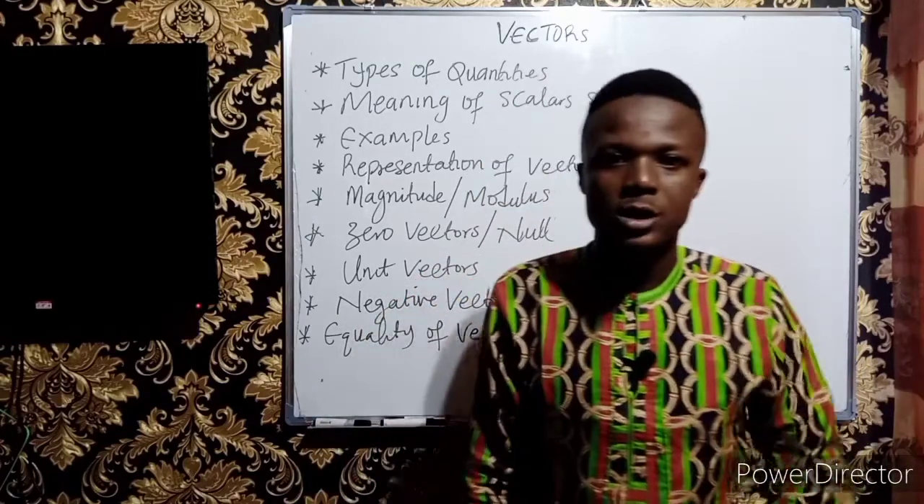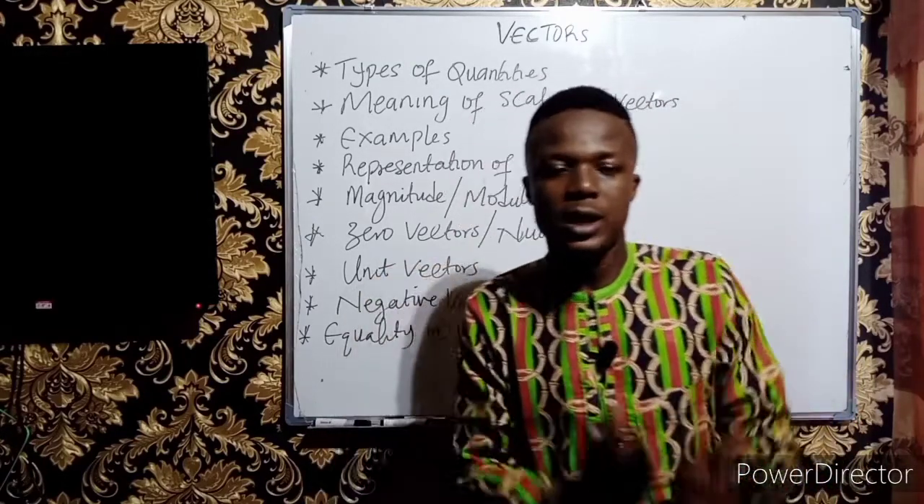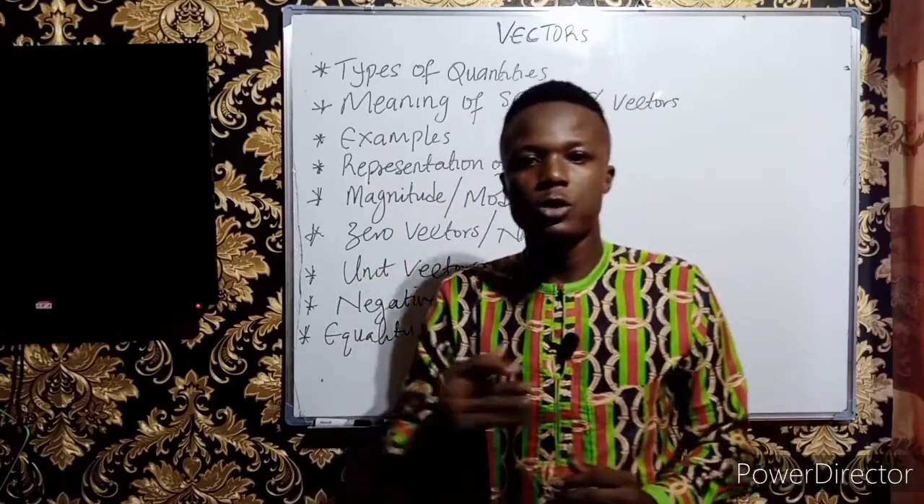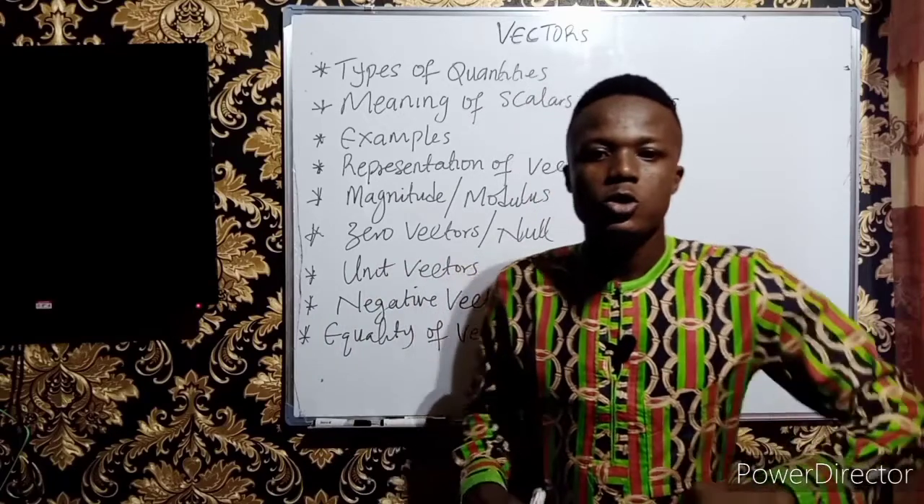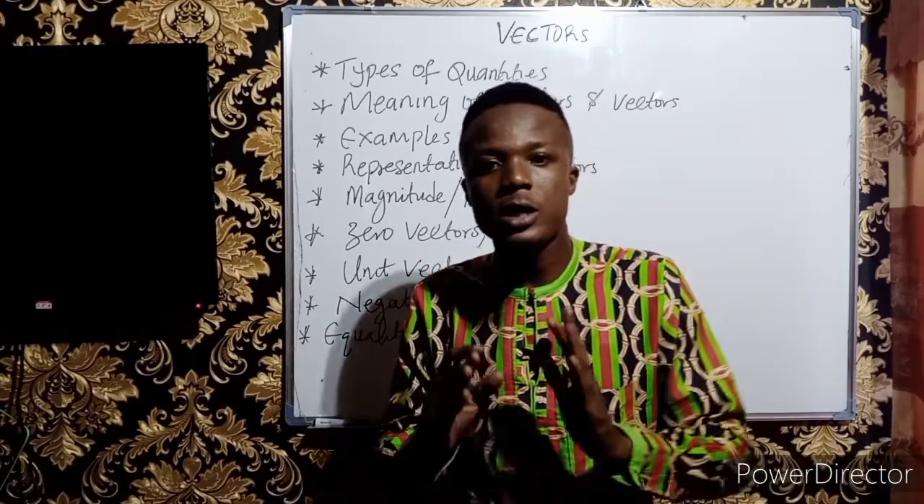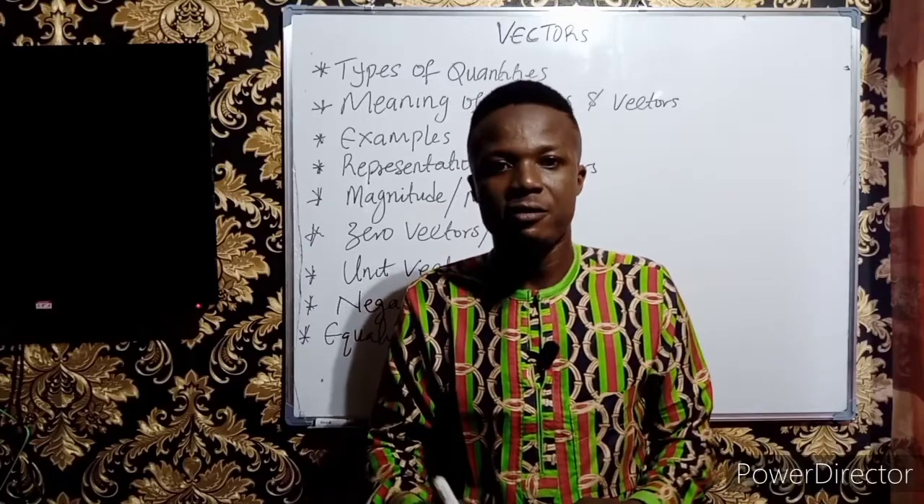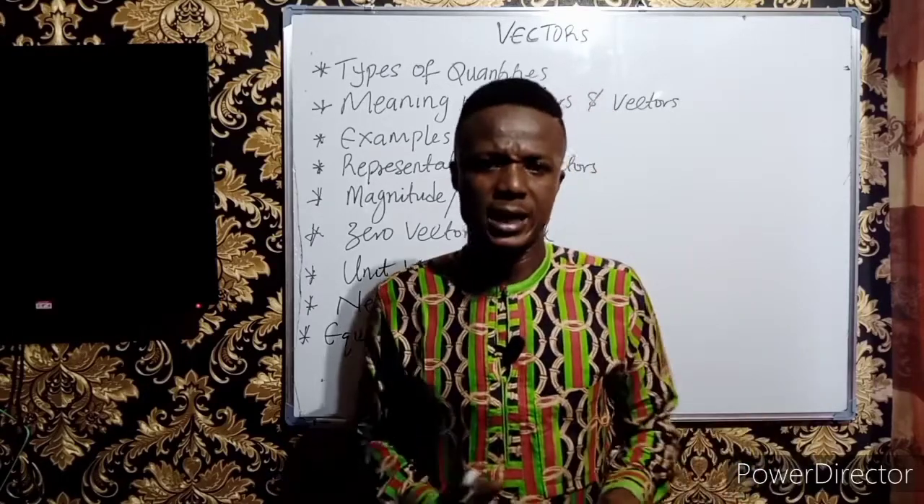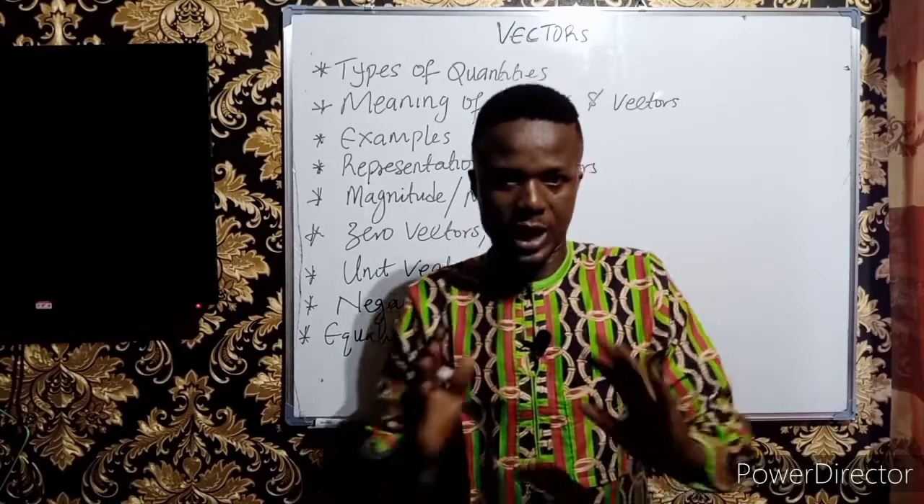All right, so when you talk about these types of quantities, it can be scalar or it can be vector. When a quantity is a scalar, it means it has just magnitude but no direction. So for you to say that a quantity is a scalar, it means the quantity has only a magnitude but it doesn't have a direction. When I talk about magnitude, I mean size. Magnitude is just size, right?